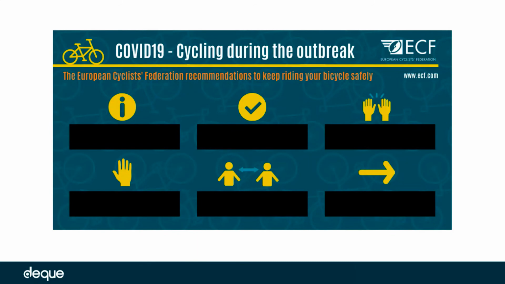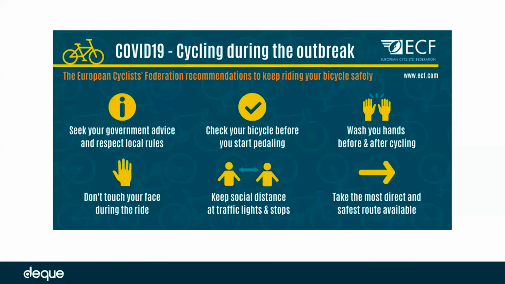A lot of people got the bottom middle one correct, that's social distancing. But the other ones were kind of a bit of a hodgepodge. So let me show you what we got. The first one is like an eye in a circle, and it says seek government advice. The next one's a check in a circle, and it says check your bicycle before you start pedaling. The next ones are 2 hands raised up, like yay.